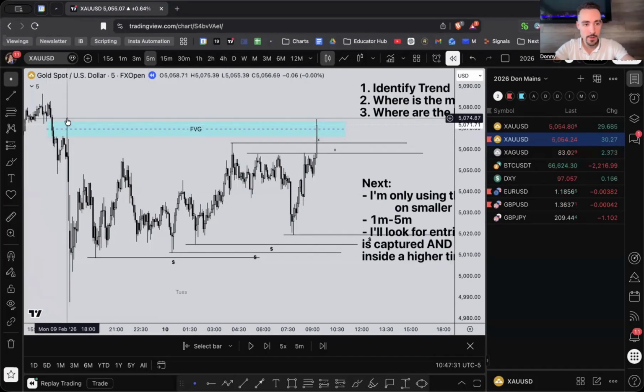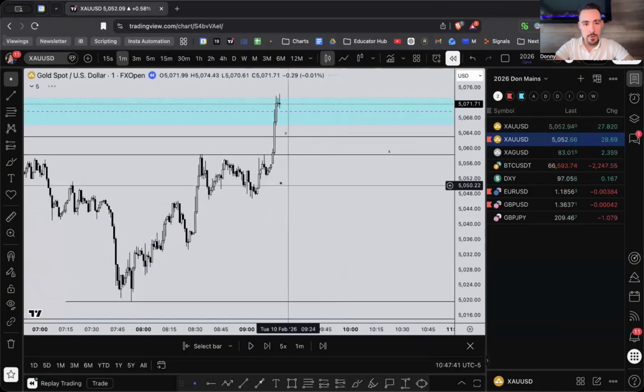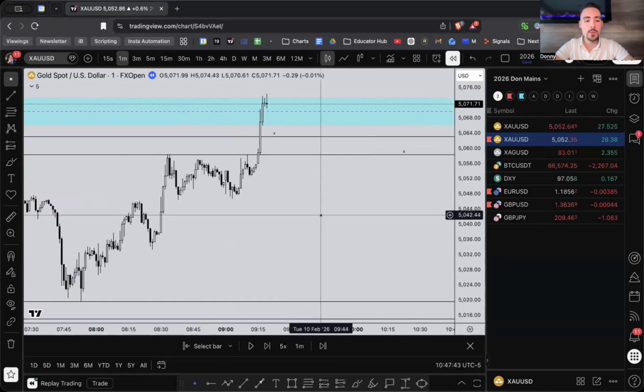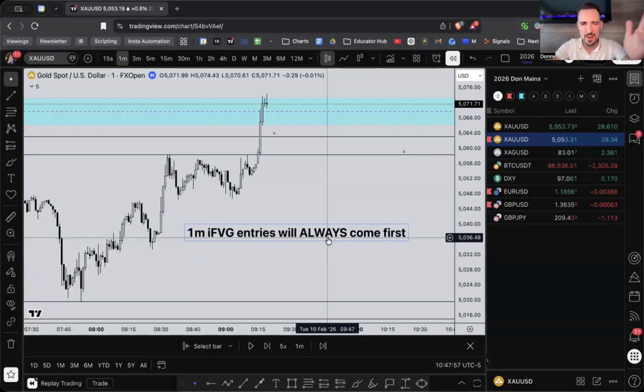Okay. Old fair value gap. Again, this wick is kind of irrelevant because it wasn't here on every single data feed. It wasn't there on PU Prime to my recollection. Now I'm dropping in the 1 minute because the 1 minute will always give you an inversion first. If you want to write this down, 1 minute inverse fair value gap entries will always come first. Okay? Well, not always, like 95% of the time.